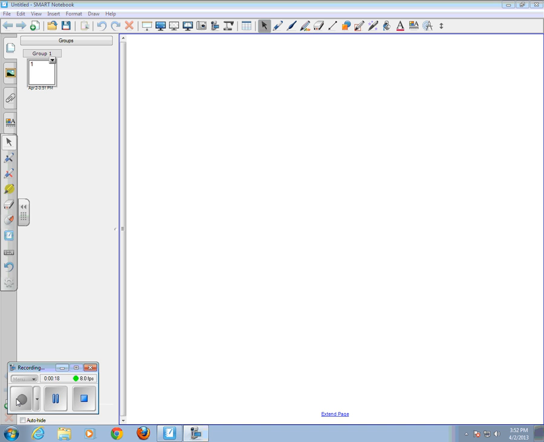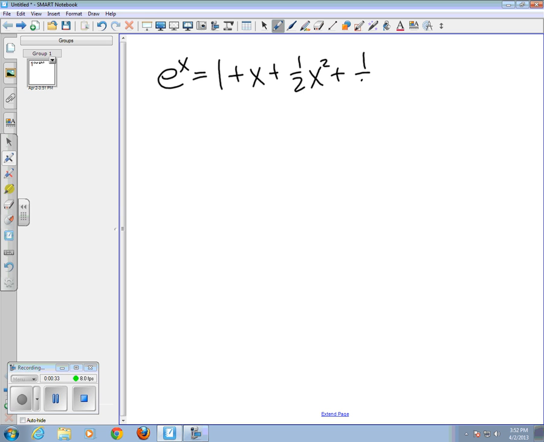So let's recall we have a series representation for e to the x, which was 1 plus x plus 1/2 x squared plus, excuse me, it was 1/6 x to the third plus, and remember the denominators here were factorials, so that would be 1 over 4 factorial x to the fourth, and so on. Okay. So in this case, let's suppose we needed to find a series for e to the 2x.